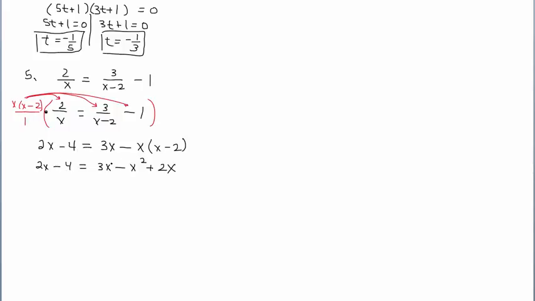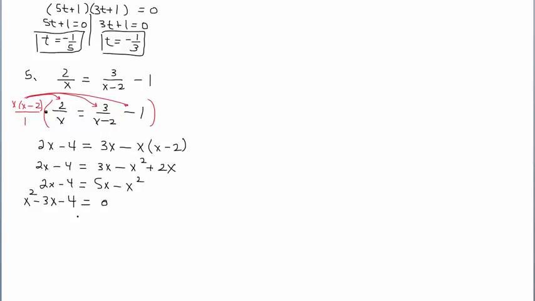But I do see that I can collect 3x and 2x maybe first, so I'll do that. So I end up with 5x minus x squared. Now I'm going to zero out the right side. So when I bring over negative x squared, I have positive x squared. When I bring over 5x, I have negative 5x to collect with 2x, and 2x minus 5x would result in minus 3x and the minus 4.